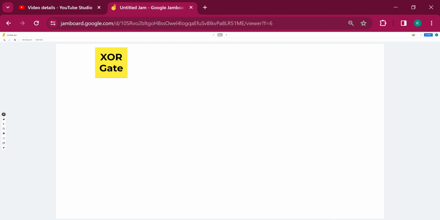Next is our XOR gate. The XOR gate is again somewhat similar to our OR gate, but the only difference is that we have two curved surfaces. Again, there are two inputs and one output. So it will become A, B, and the output is X. Hopefully you got these 6 gates and you will be able to draw or construct these gates.